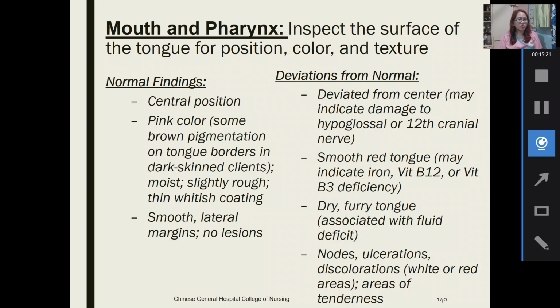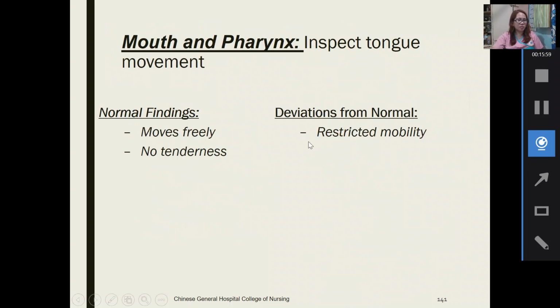So, may deviations kapag it is deviated from the center. So, it indicates damage to the hypoglossal or 12th cranial nerve. So, yung smooth red tongue may indicate a problem, vitamin deficiency, no? A dry, furry tongue could be associated with fluid deficit. So, may dehydration. Nodes, ulcerations, discolorations, white or red areas, or there are areas of tenderness.